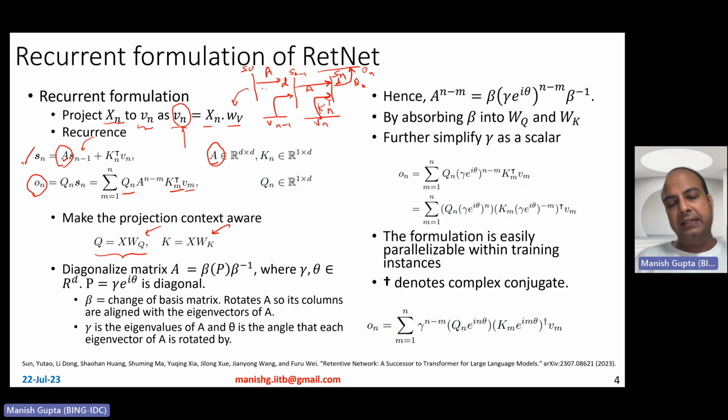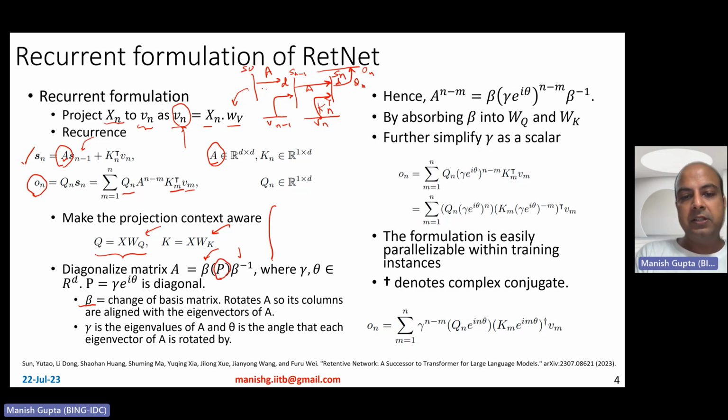By the way, what is going on is the following. You're taking the matrix A and changing its basis, and therefore this beta matrix is also called the change of basis matrix. So while changing the basis, what beta does is that it rotates A, and therefore the columns are aligned with the eigenvectors of A. So basically, these columns in beta or beta inverse are aligned with the eigenvectors of A, and this matrix P is basically a diagonal matrix.